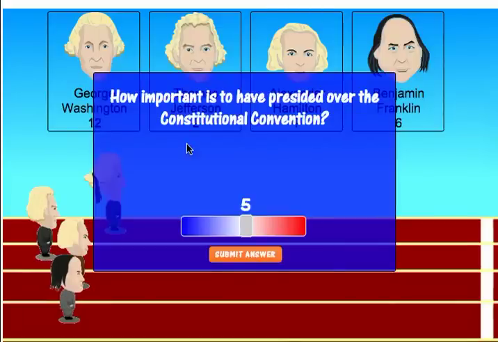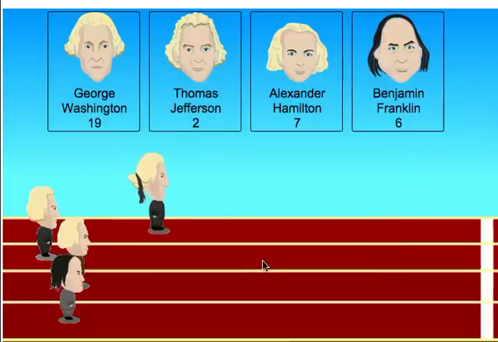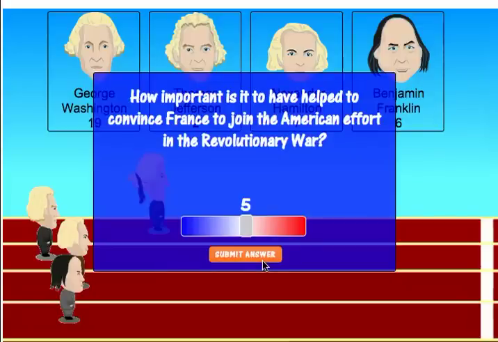How important is it to have presided over the Constitutional Convention? I think that's pretty important. That was George Washington. Not as important as being the commander of the Continental Army, so I'm going to go with 7. And there are 25 total questions, and at the end of 25 questions, whichever founding father has marched the farthest, or has the highest score, becomes your founding father, and then you can print out a certificate.